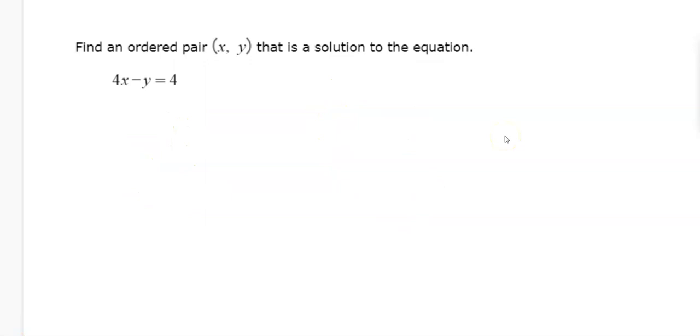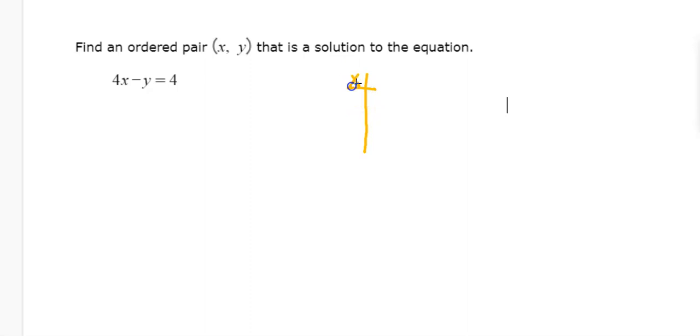Find an ordered pair (x, y) that is a solution to the equation 4x minus y equals 4. Well, in the last example, we found values for x and y, but the coefficient of x was 1. In this case, the coefficient of y is -1. So I'm going to pick values for x and then solve for my y. I think that's going to be a little bit easier. And again, I can pick any number that I want.